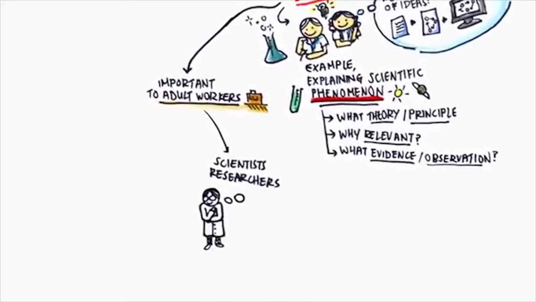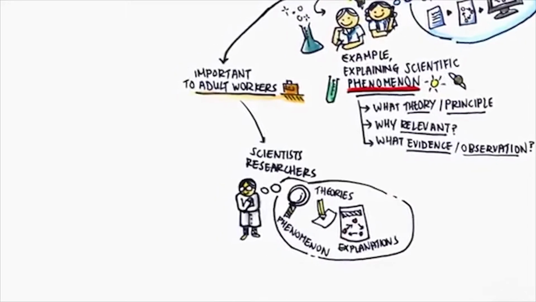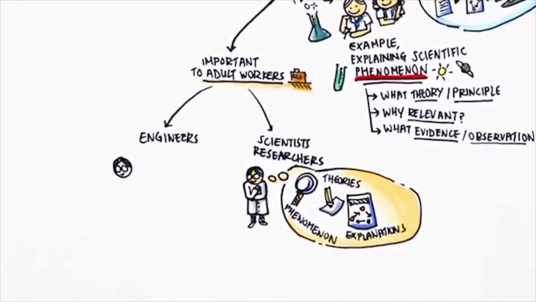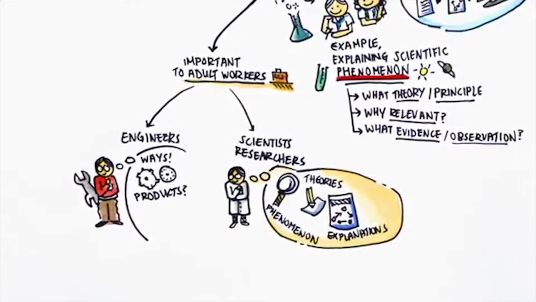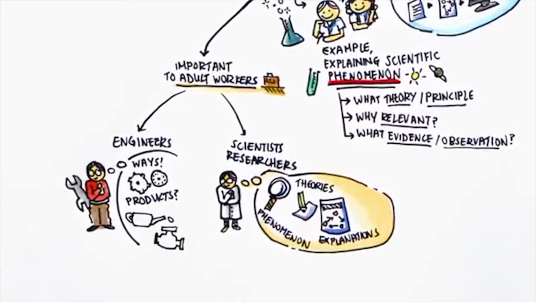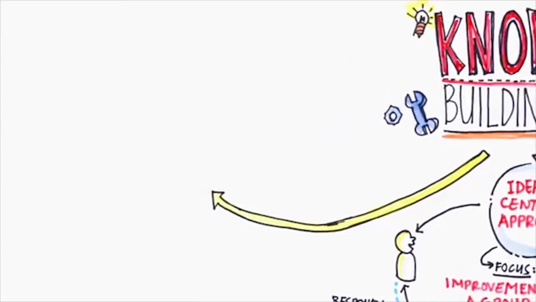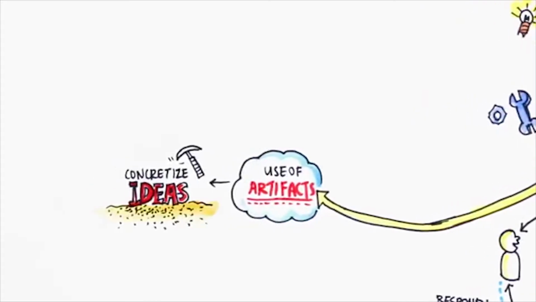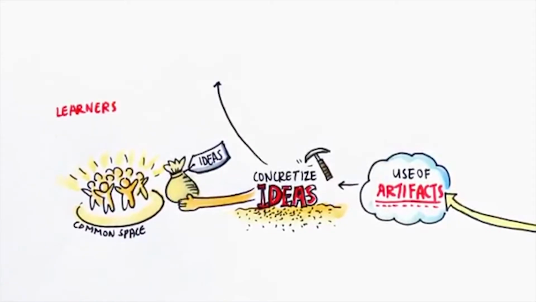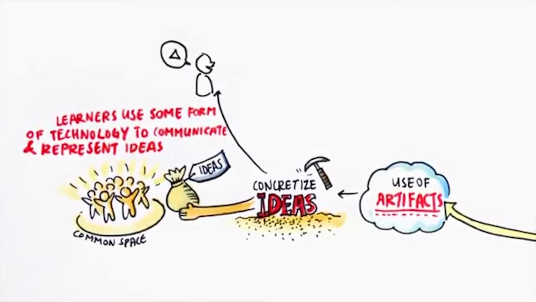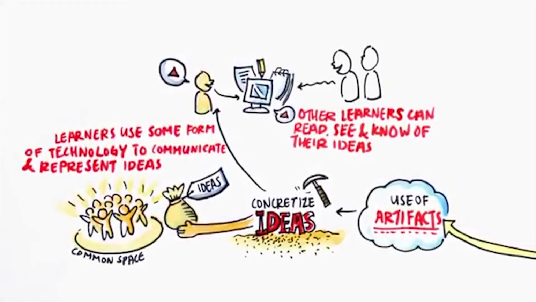Scientists and researchers are always thinking about discovering new phenomena, new theories, or new ways of explaining what we know. Professionals like engineers are always thinking about new ways of working or better products. For example, new car engines with better fuel economy. One important process of knowledge building is to use an artifact to concretize the ideas and to share the ideas in a common space. This means that learners use some form of technology to communicate and represent their ideas so that other learners are able to read, see, and know about their ideas.